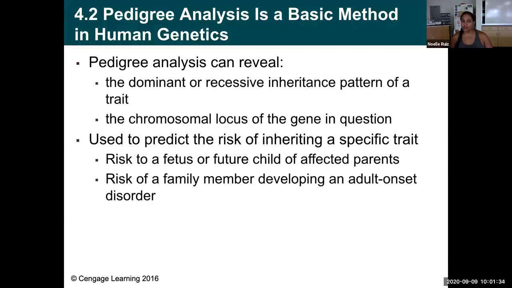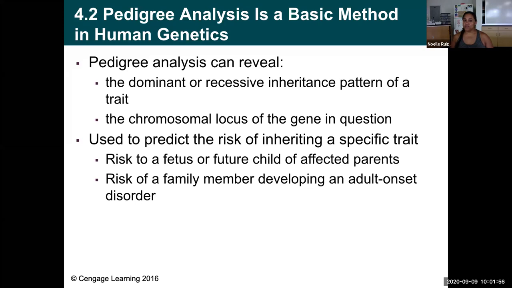Pedigree analysis can reveal the dominant or recessive inheritance pattern of a trait. It can also reveal the chromosomal locus of the gene in question. Remember, genes have certain locations on chromosomes, and those locations are called a locus, or loci if you're talking about more than one.